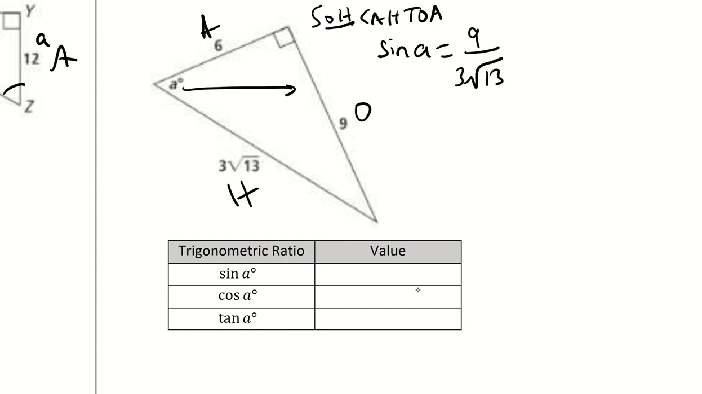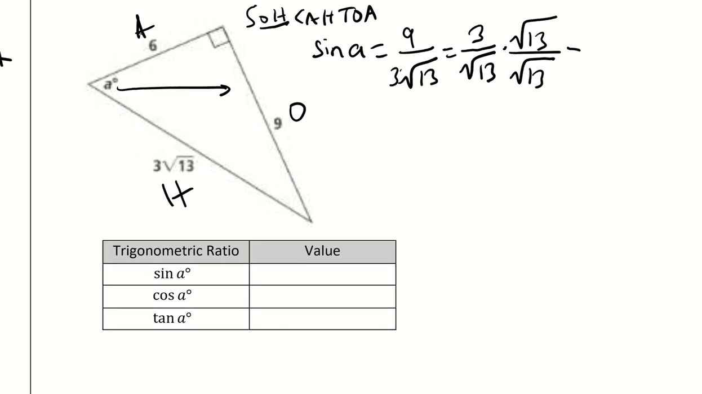Of course, we don't like the square root on, well, 9 divided by 3 is 3, so this is going to be 3 over square root of 13. We don't like the square root on the bottom, so remember, to get rid of it, we've got to multiply by the same square root. But whatever we do on the bottom, we do on the top. So we've got 3 times the square root of 13, and then square root of 13 times square root of 13 is 13. That's going to be your sine.